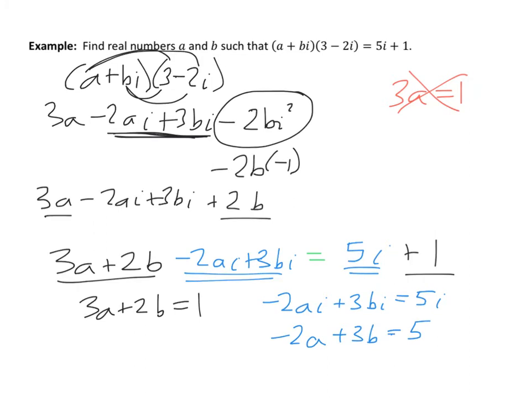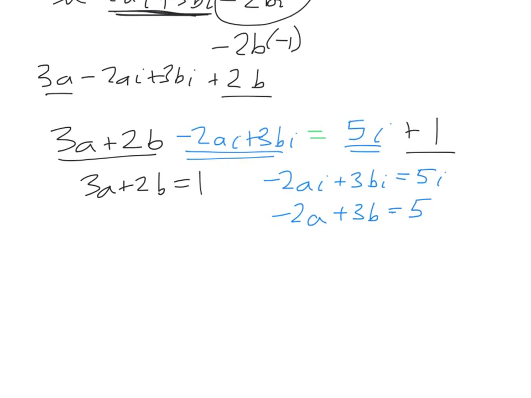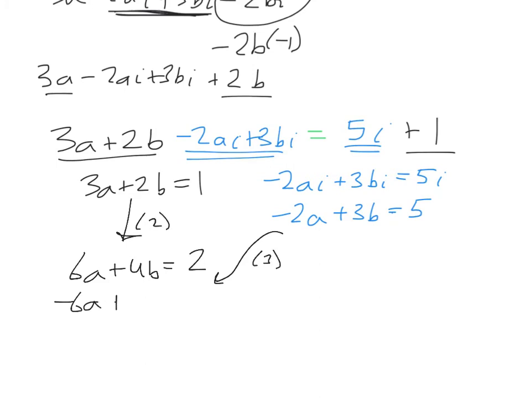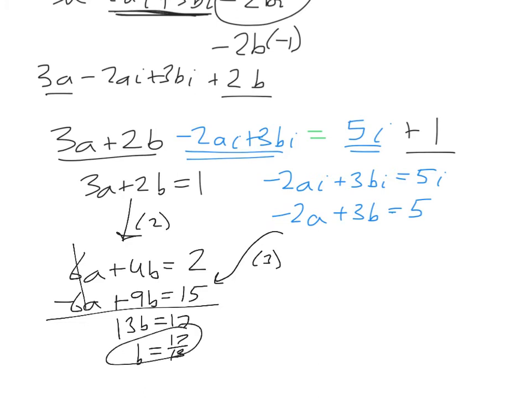And now what I effectively have is a system of equations. I just need to solve this using either elimination or substitution, whatever your preferred method is. You guys know I'm a fan of elimination here, so I'm going to double this one: 6a plus 4b equals 2. And then I will triple this one: negative 6a plus 9b equals 15. Adding these things up, I get 13b equals 17, so b is 17/13. Maybe not my prettiest answer, but there it is.